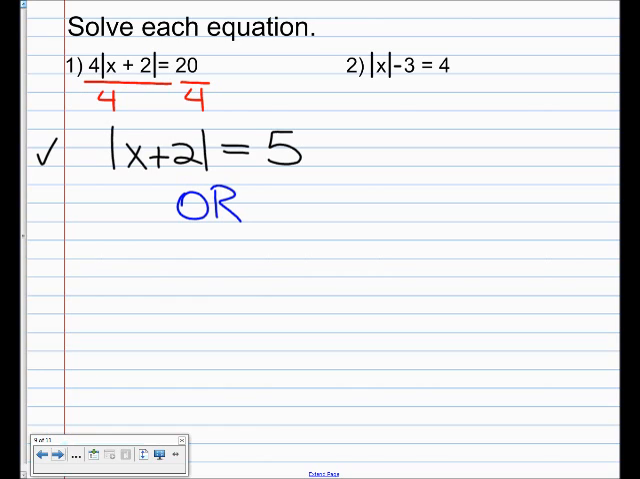Now, one of these answers is going to be when x plus 2 makes 5. Because what is the absolute value of 5? It's just 5. It stays positive. Okay? So the absolute value of 5 is 5. But one of these could be x plus 2 makes negative 5. Because what is the absolute value of negative 5? Positive 5. Okay? So that's why I have 2 possible answers here. One where it's equal to a negative, one where it's equal to a positive. Because at the end, I'm going to take the absolute value of it.